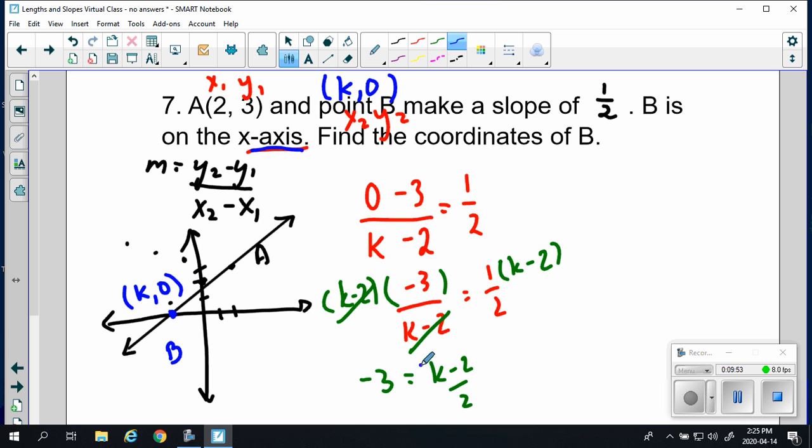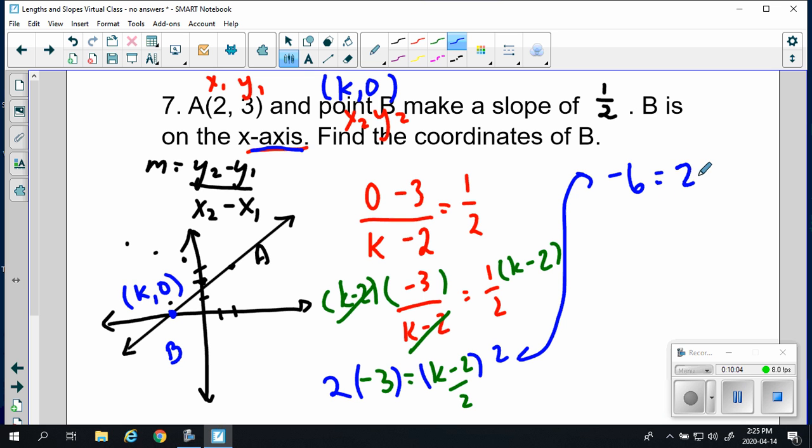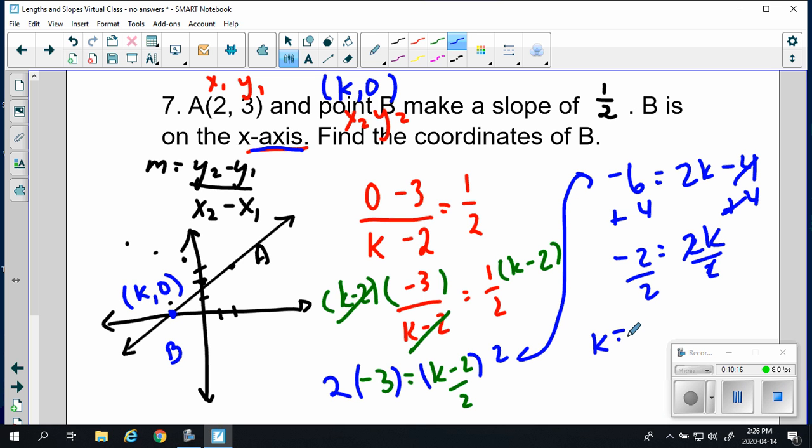And we're just going to kill off this last denominator here by multiplying both sides by 2. And things will look a bit better after that. So negative 6 is equal to, and I will distribute that, 2k minus 4. We'll add 4 to both sides. Negative 2 is equal to 2k. We'll divide both sides by 2 and end up with k is equal to negative 1 again.